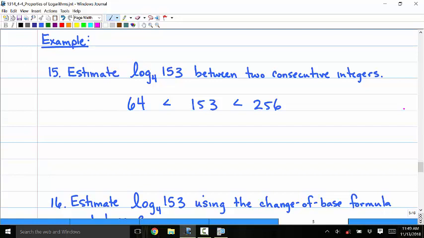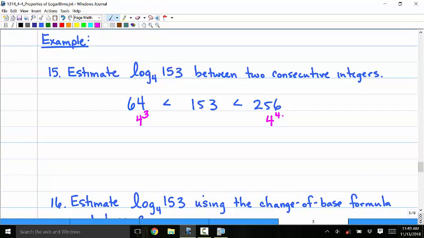All right. Example. Estimate log base 4 of 153 between two consecutive integers. Since I'm in base 4, I chose to use 64 and 256. Why did I choose to do that? Because 64 is 4 cubed and 256 is 4 to the 4th. That's why I picked those two numbers. 153 is between those two numbers.